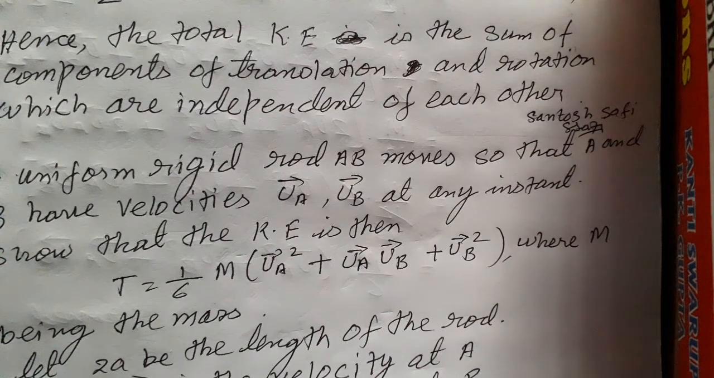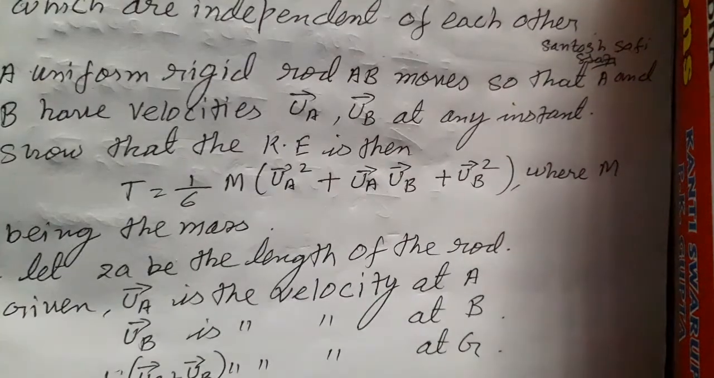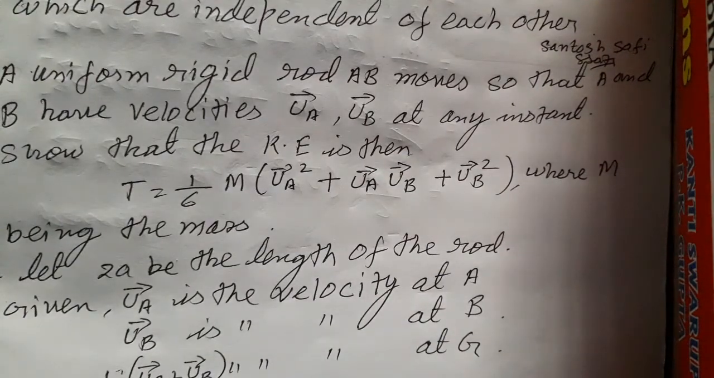the rod. Here I'm taking 2AB as the length of the rod, UA is the velocity at A and UB is the velocity at B. Then we can find the velocity at the centroid, which is half of UA plus UB. That is the average velocity at the centroid, where G is the centroid.